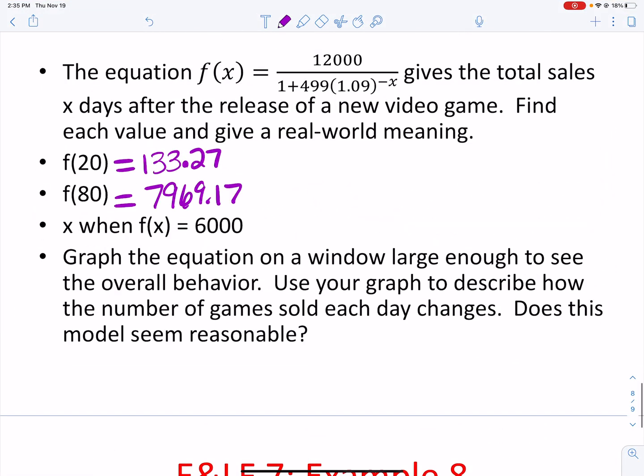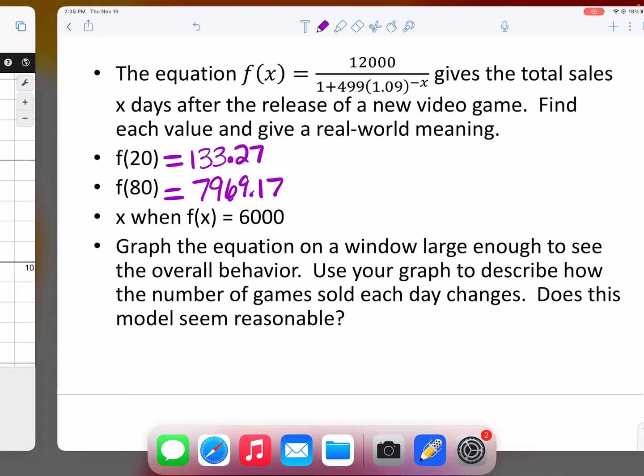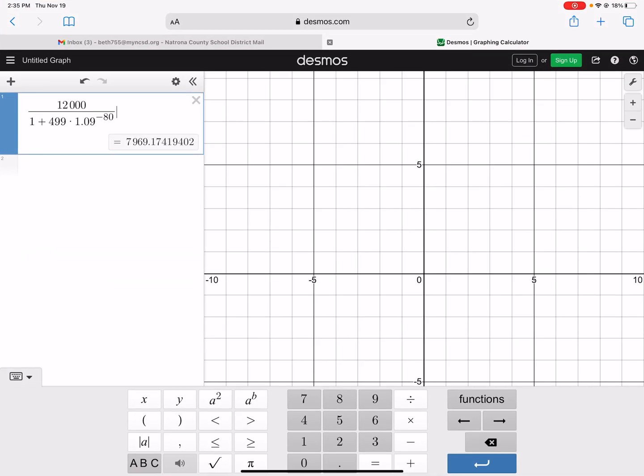Okay, so now it says find when f of x equals 6,000. There is no way I'm going to put 6,000 in there and solve that thing by hand, because you would have a calculator. So what I'm going to do now is come here and not make this an equation anymore. Put an x in, not a 0x.